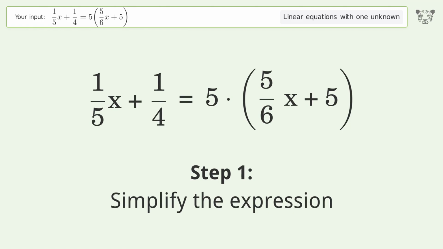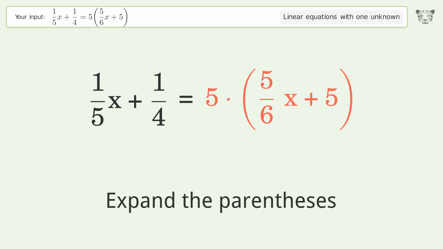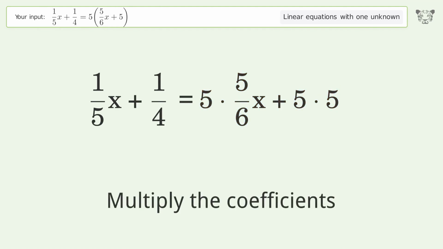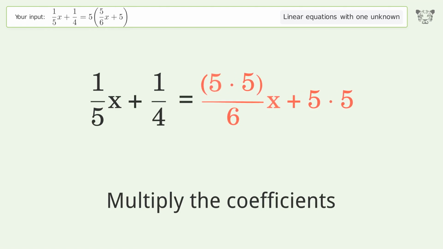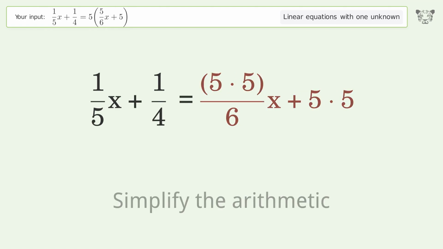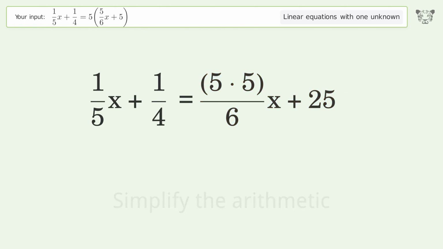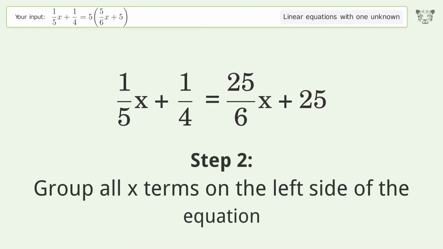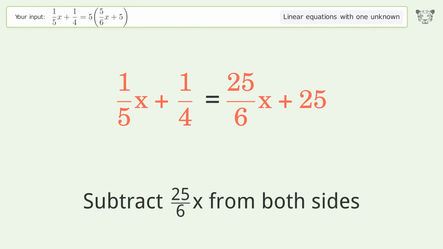Simplify the expression. Expand the parentheses. Multiply the coefficients. Simplify the arithmetic. Group all x terms on the left side of the equation. Subtract 25 over 6x from both sides.